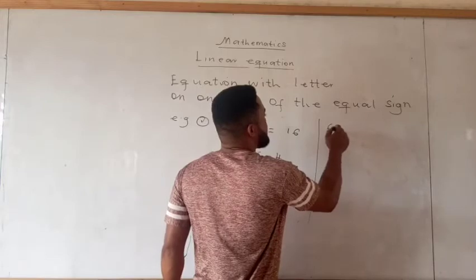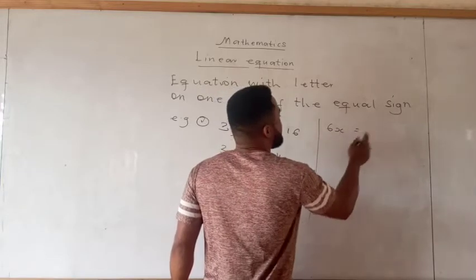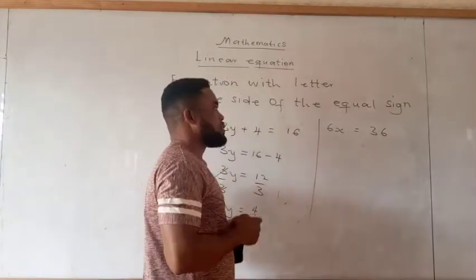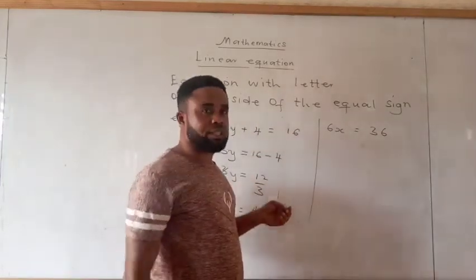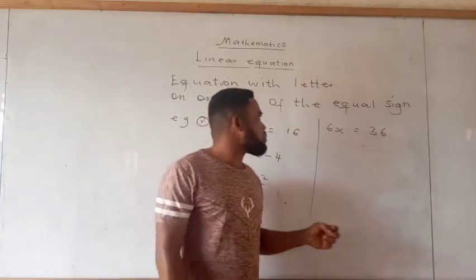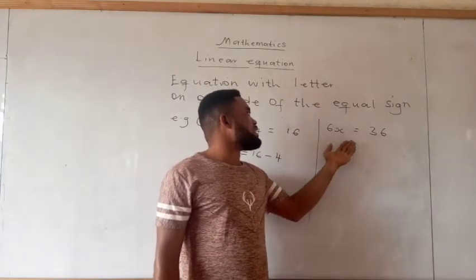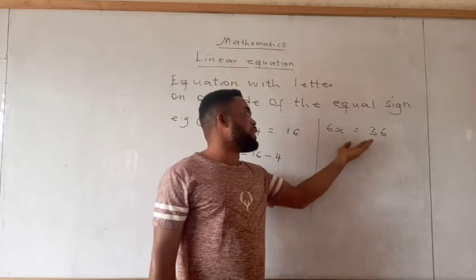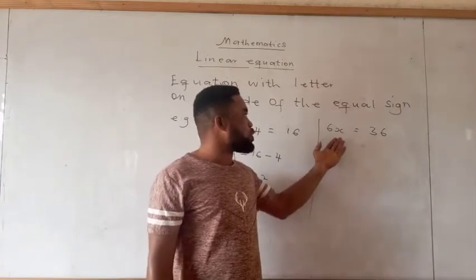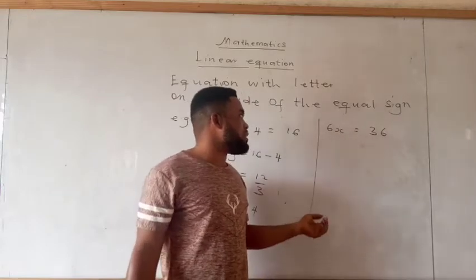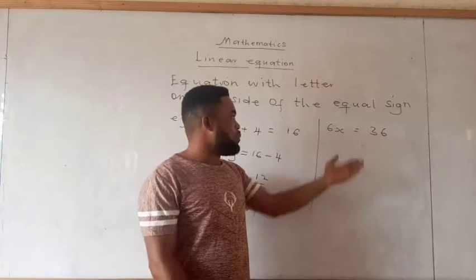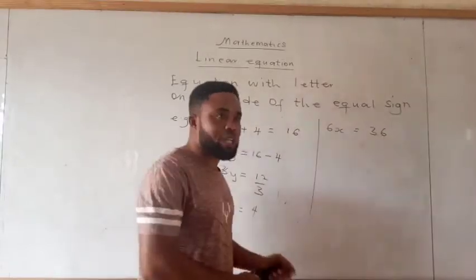If I have 6x equal to 36, 6x equal to 36. Here, as you can see, the statement is already grouped, so you don't bother yourself at all. So which operation do you think we should perform over here? We have 6x equal to 36. All that we need to do over here is to divide both sides by what?